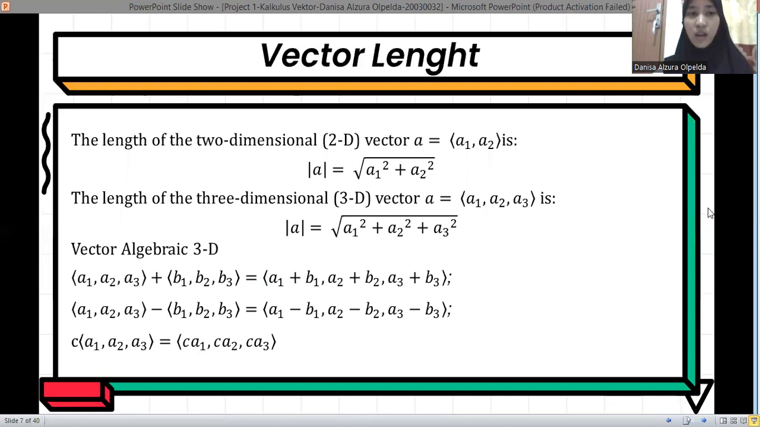Vector length. The length of the two-dimensional vector A equals A1, A2, the absolute value of A, is equal to the root of A1 squared plus A2 squared. The length of the three-dimensional vector A equals A1, A2, A3, the absolute value of A, is equal to the root of A1 squared plus A2 squared plus A3 squared. Vector algebra in three dimensions. This we can see in this PDF.